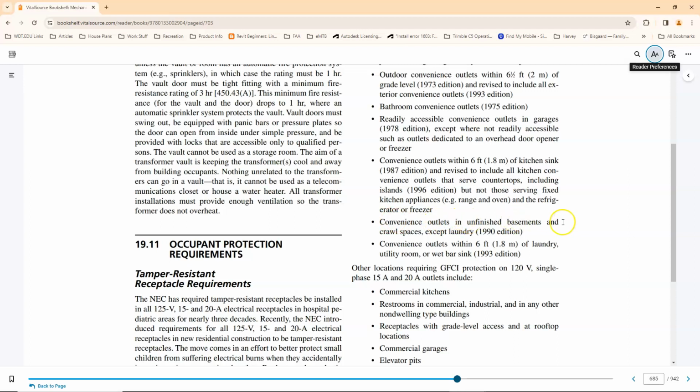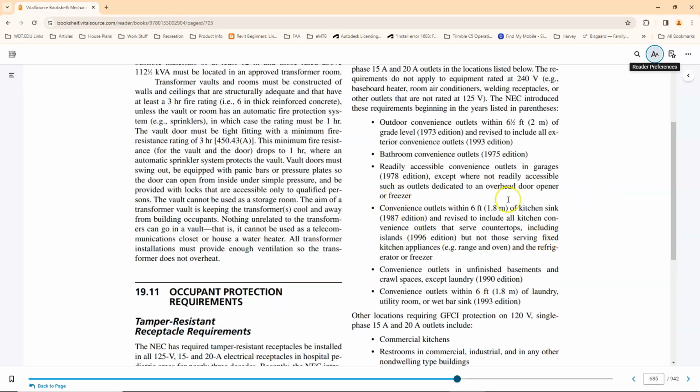Convenience outlets in unfinished basements and crawl spaces except laundry. And then convenience outlets within 6 feet of laundry, utility room, or wet bar sink. So this is likely not all of the current requirements for GFCI, because just recently I was talking with one of our electrical folks here, and they let me know that GFCI protection is actually required in pretty much all outlets now. Another way to say that is it's required in so many outlets it almost doesn't make sense to run non-GFCI protected outlets anywhere.